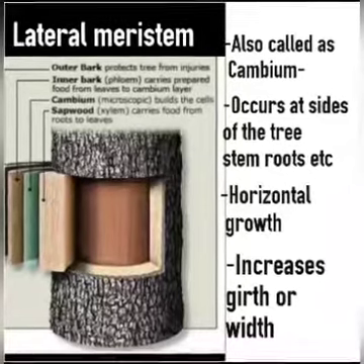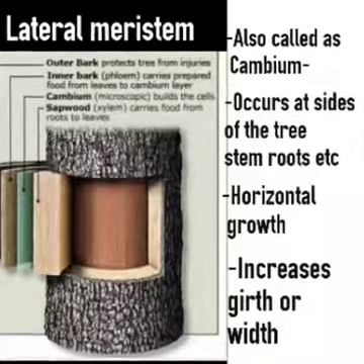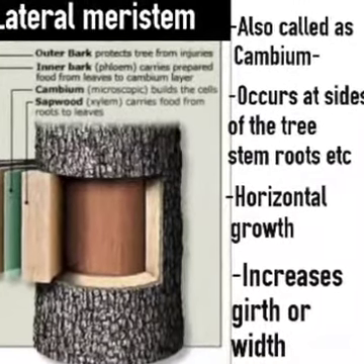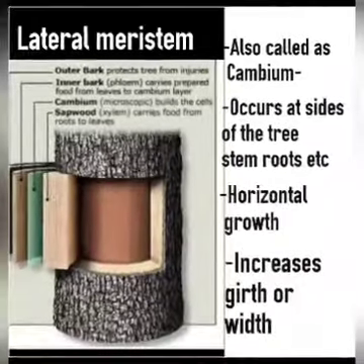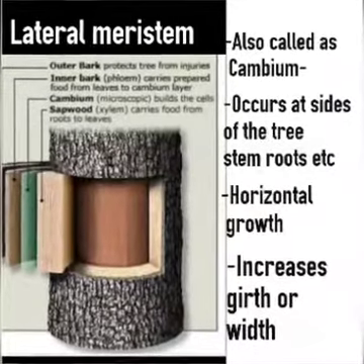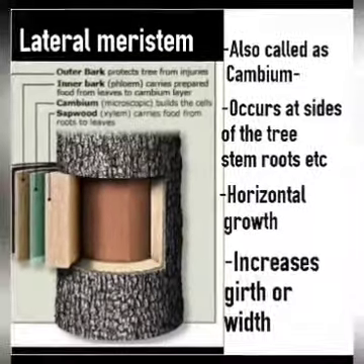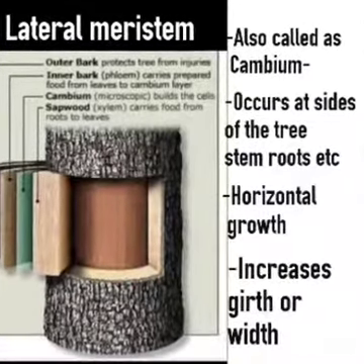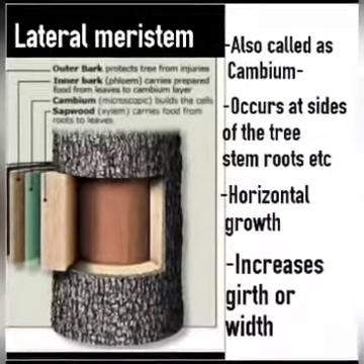Lateral meristem is also called cambium. It occurs on the sides of the trees, that is the stem, roots, etc., and it causes the plant to increase its girth. It means it helps in the horizontal growth of the plant. It increases the width of the plant.